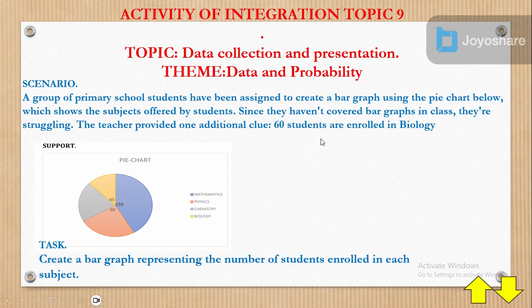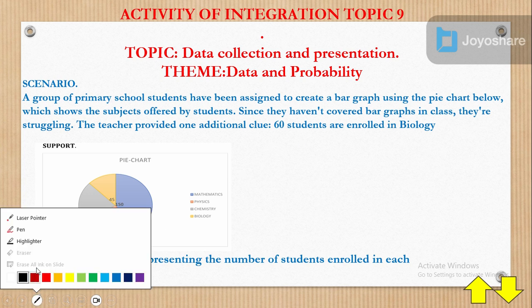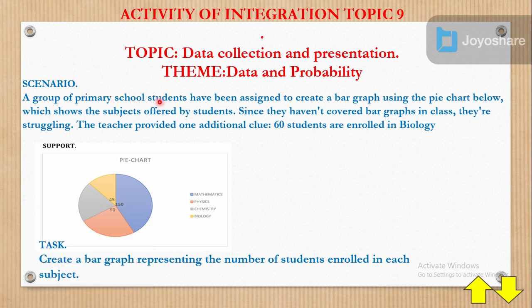They say a group of primary school students have been assigned to create a bar graph using the pie chart below, which shows the subjects offered by students. Since they haven't covered bar graphs in class, they are struggling. The teacher provided one additional clue: 60 students are enrolled in biology. Okay, great.